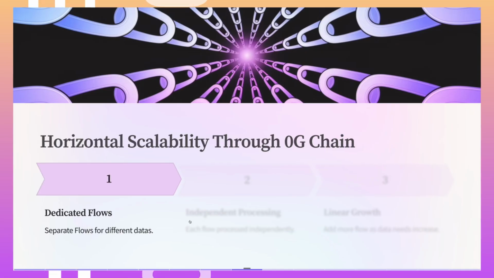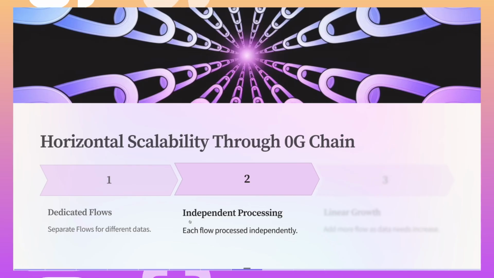So how did we bring this horizontal scalability? We followed these steps. We have created dedicated flows. Every kind of data that we want to store will have separate flows, and those data flows will handle different data. So if you need a specific set of data that needs to be retrieved fast, you can create a new flow and put the data into it so that you can get it efficiently and with chain verification.